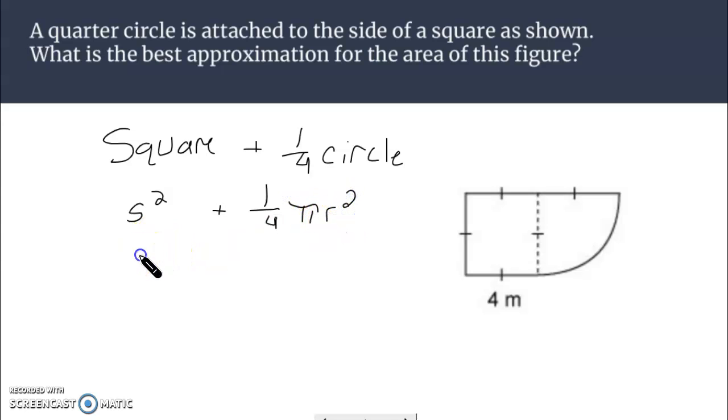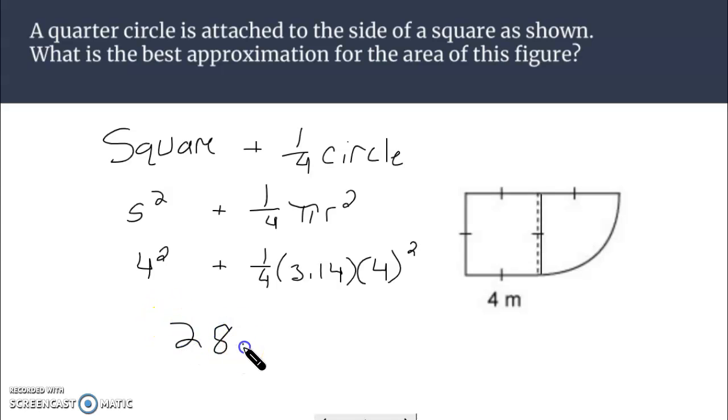The side of the square is 4, so that gives us the 4 squared. 3.14 for pi, and the radius right here, notice that's the same distance as the side of the square. Radius of the circle is 4. Putting it in the calculator, we get 28.6 square meters.